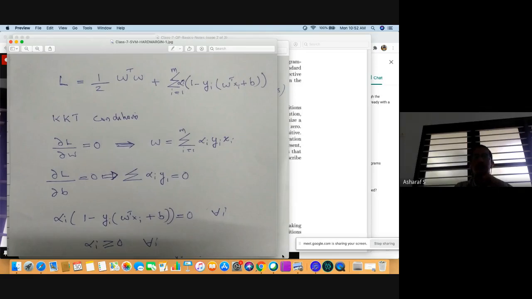Let me know once you have written all this on a piece of paper. All you do is write the Lagrangian and apply the necessary and sufficient conditions for optimum, which are called the KKT conditions for a convex quadratic problem. And the problem is a convex quadratic problem. It's a quadratic function which is convex in nature, and a quadratic function becomes convex when you have positive semi-definiteness for that particular function.